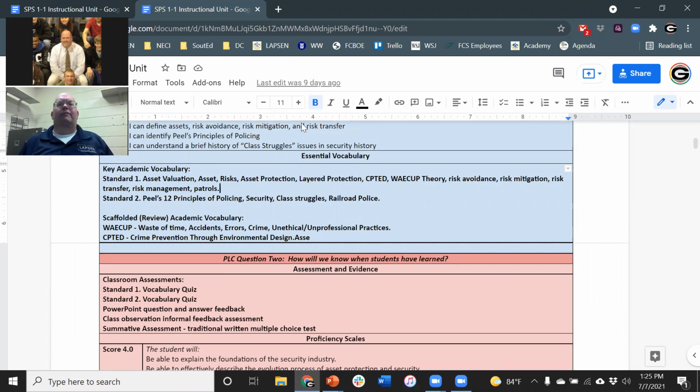So we've delivered the content to the students, and we need to know that they're retaining that information. So we assess the students' knowledge.